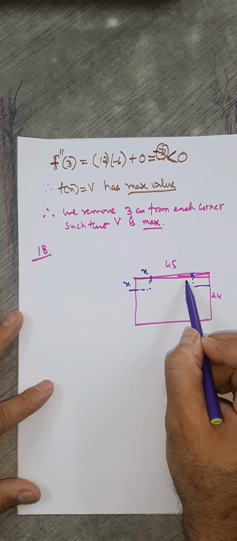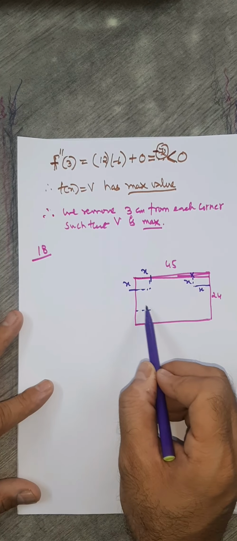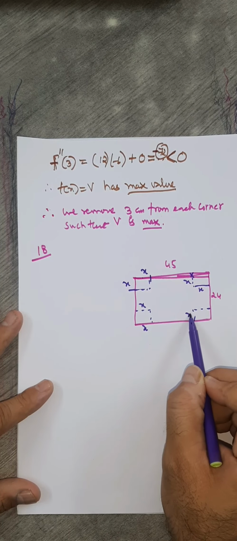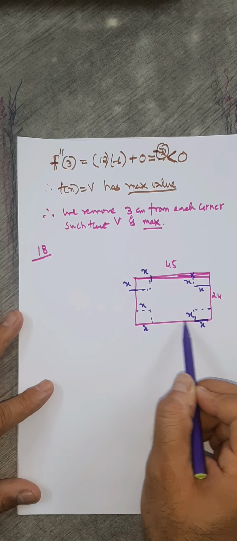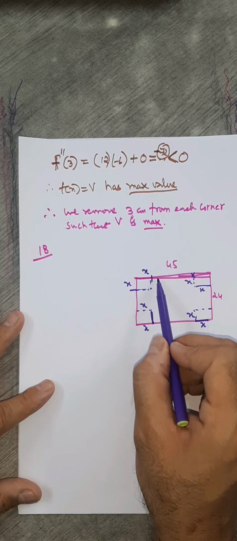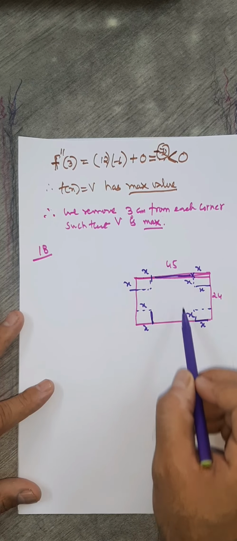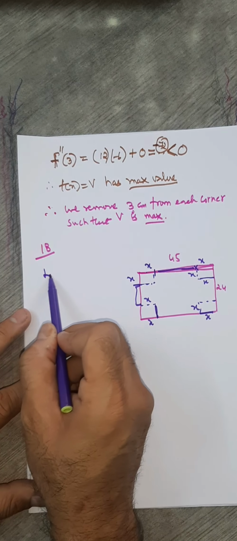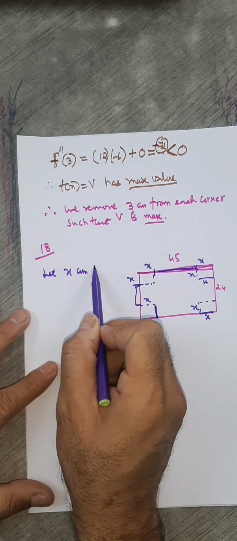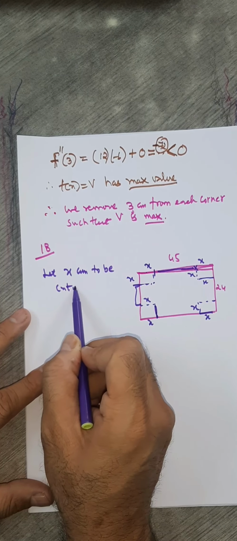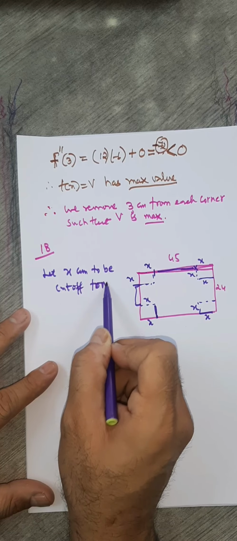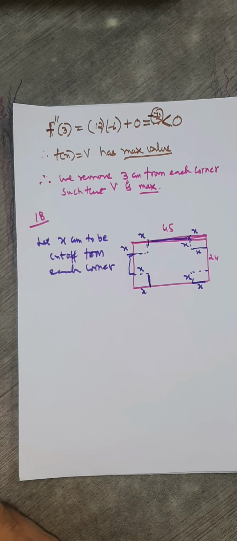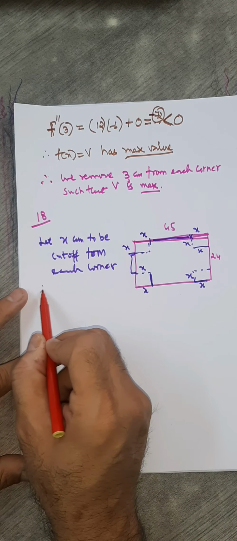So this is nothing but x, this is also x. Here this is x, this is x. Here this is x and this is also x. You will cut this. So this will be the height. What will be this much? 45 minus 2x. What is this? 24, this much. 24 minus 2x. Fine. So I'll write let x centimeter be cut off from each corner, as you wrote in the previous question. Okay, then what are the dimensions here?